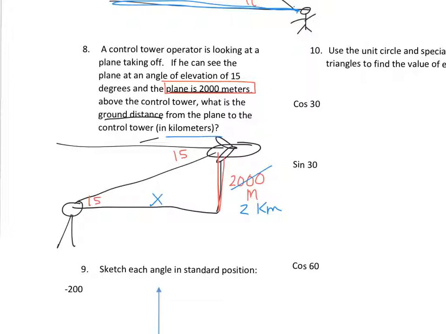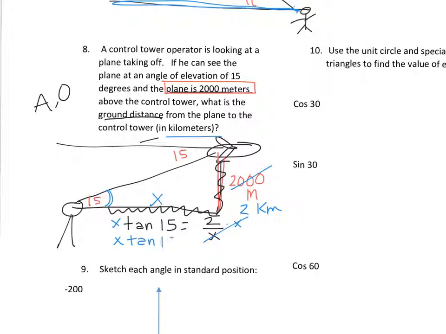If I know this angle measure, this side that I want to know is the adjacent. This side, what I already know, is the opposite. So I'm going to use tangent. I'm going to do the tangent of the angle measure, which is 15 degrees, equals opposite 2 over x. Then I'm going to solve for x by multiplying both sides by x. This cancels out. So x tangent of 15 equals 2. And then divide both sides by tangent of 15.